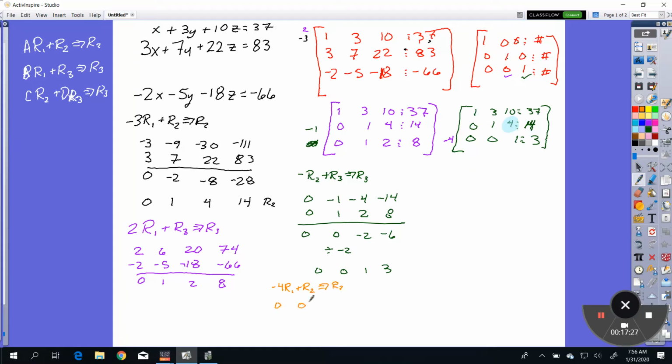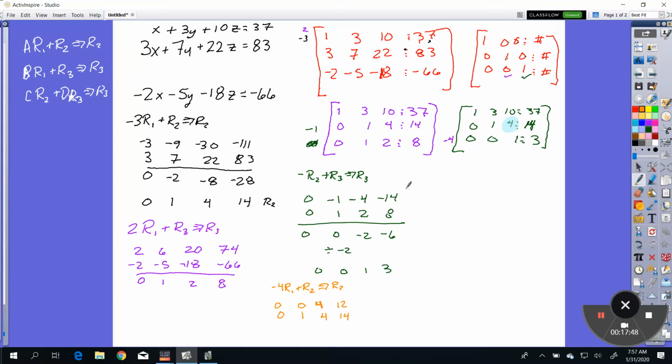So that's going to be 0, 0, 4, 12. And a lot of you are saying, we just got that to be 0, 0, 1, 3. Remember, this row is not going to change now. I'm making a new row 2, so that row is going to change, not my bottom row in this case. Now I'm going to add it to the middle row, so to row 2. So 0, 1, 4, 14.